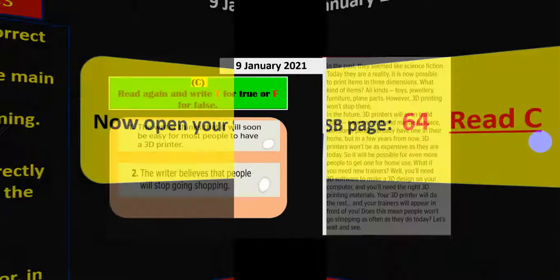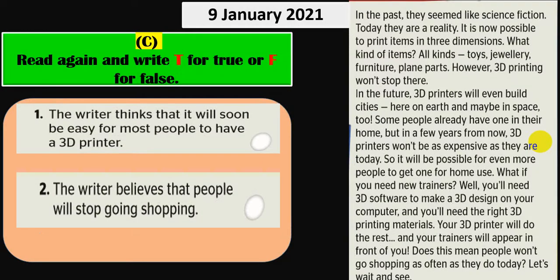Now, move on to exercise C at the same page. Read C. Here, you are going to pause the video, read the text on your own, then come back to check your answers. I'll give you time to read the text. After that, you are going to read again and write T for true, F for false. Okay, we are back now.